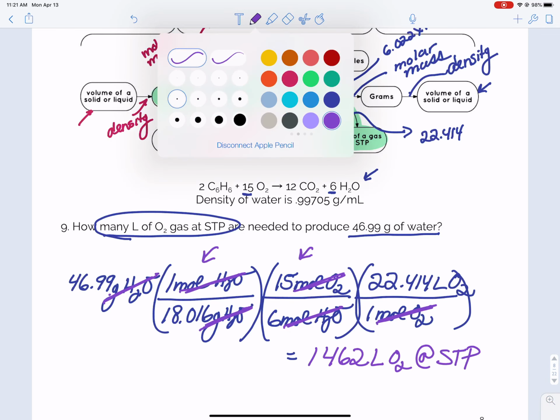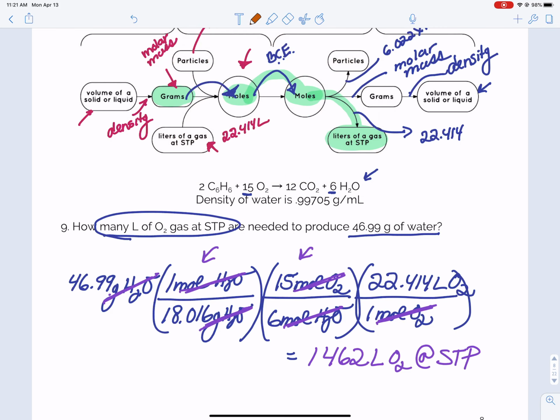And before I move on, I just want to check and make sure I have the right number of significant figures. This number has 4. Any number that comes off the periodic table kind of carries with it 4, and 22.414 has 5. So yeah, this guy having 4 significant figures looks good to me.